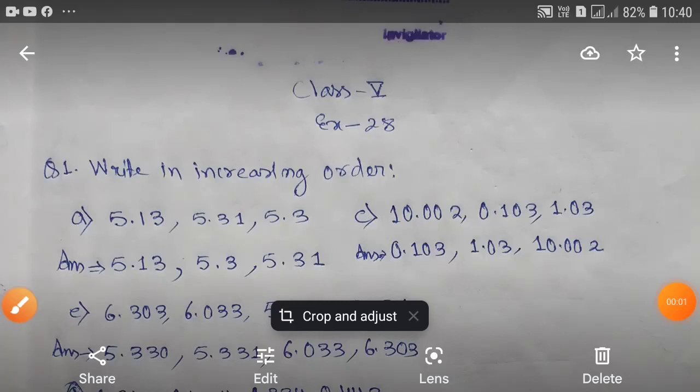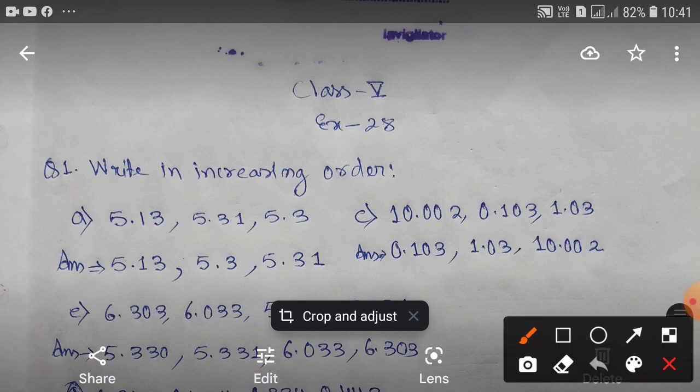Hello students, today we'll start our exercise 28 of the chapter decimal. Okay, so write in increasing order. The first question is asking us to write in increasing order. You see here, questions are given to us. We have 5.13, then we have 5.31, and then we have 5.3. Okay, so we have to arrange them in ascending order.